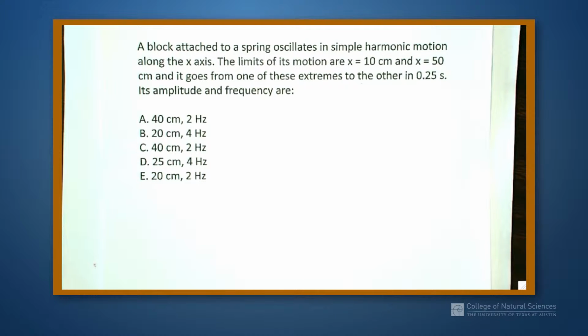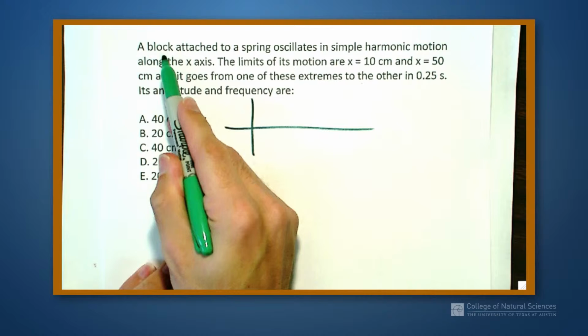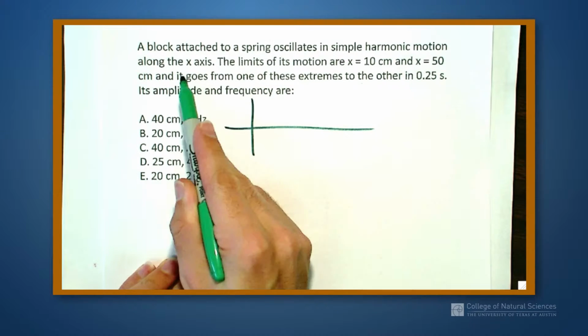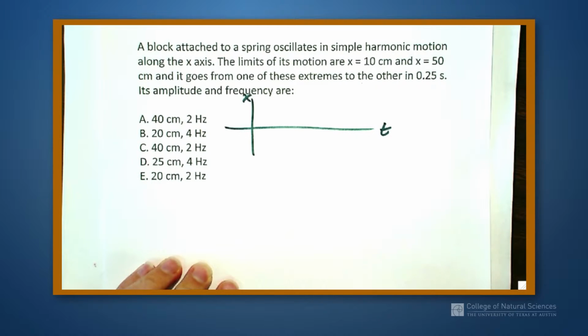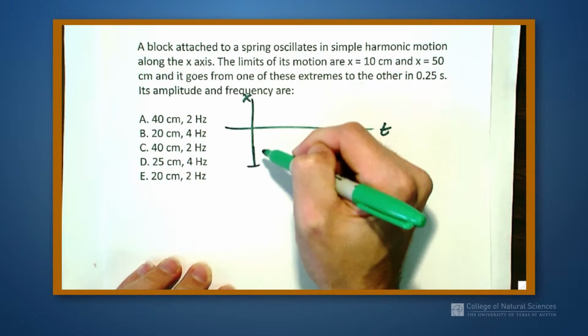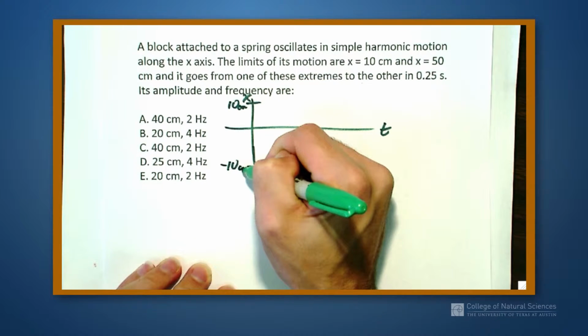All right, this is a little bit of a tricky question. It requires us to remember how a spring moves, or how we get these sinusoidal curves. So it says a block is attached to a spring and oscillates in harmonic motion along the x-axis. So along the x-axis, it's going to oscillate. The limits of motion are plus 10 centimeters and minus 10 centimeters.